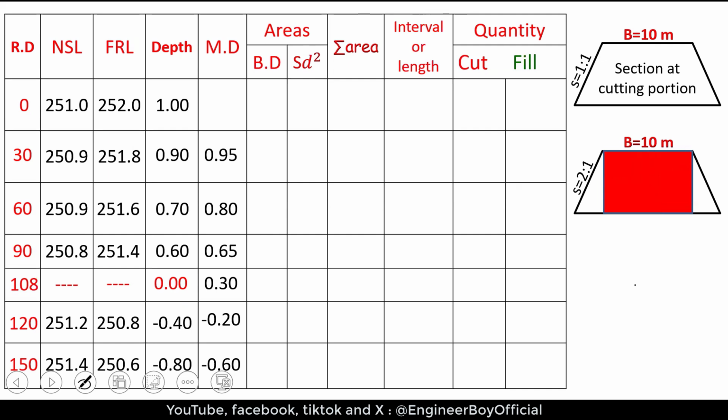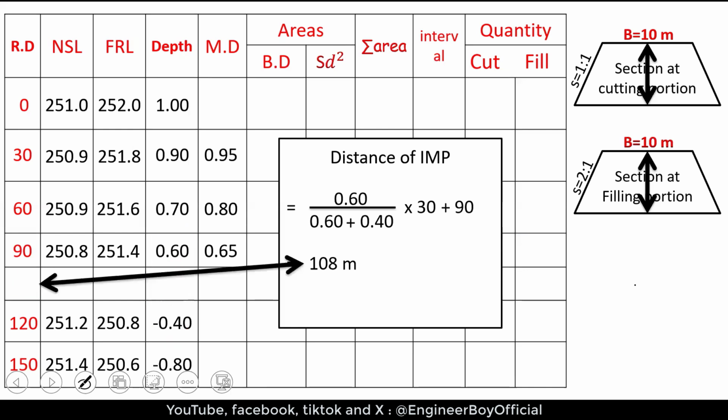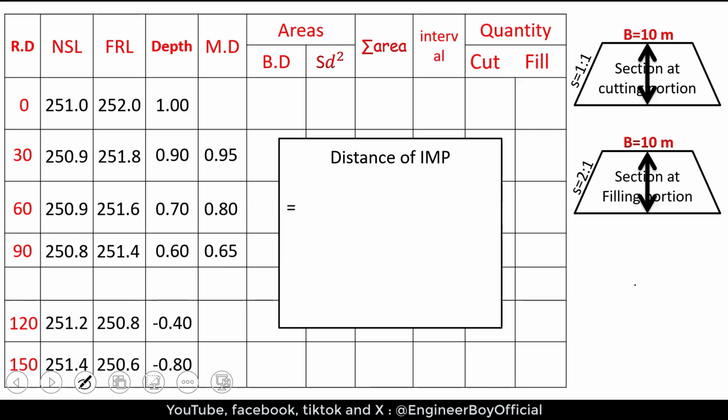Okay, just let me go a little bit back so you guys can understand it. The intermediate point distance should be the depth of the last station, which is the depth of station 90, and that is 0.6. We will divide that by the same depth. Then we will add the next depth, which is the depth of station 120, and that is 0.40. We are not including the minus sign because we are looking at the depth only.